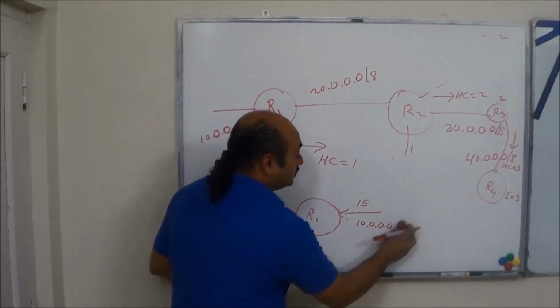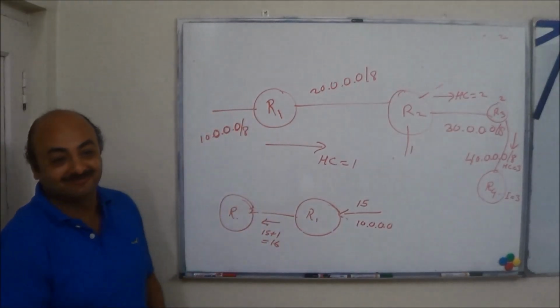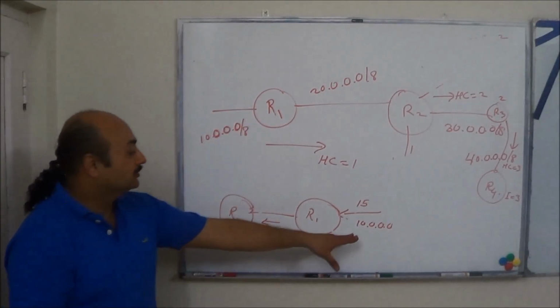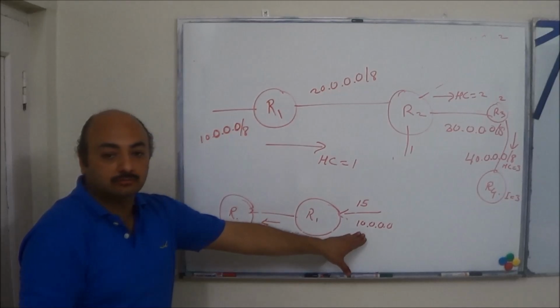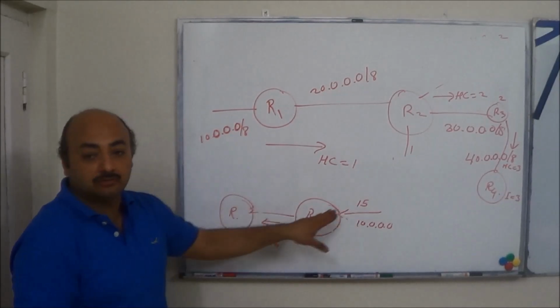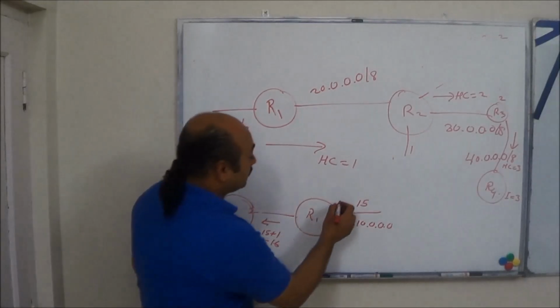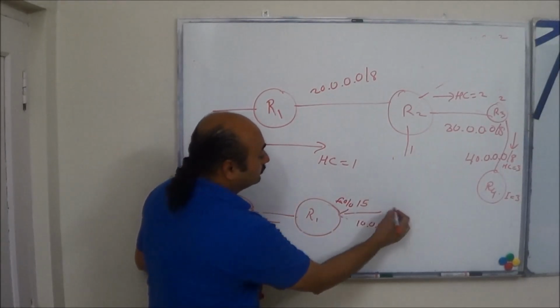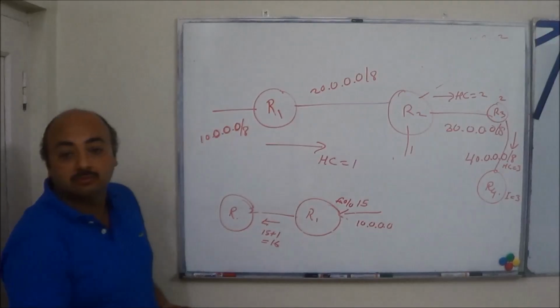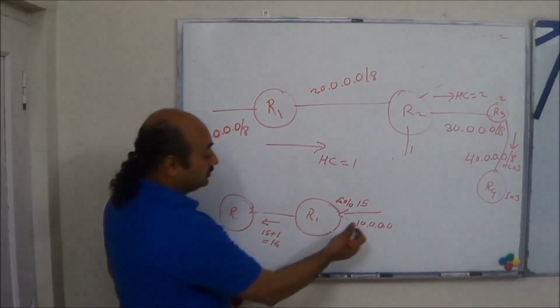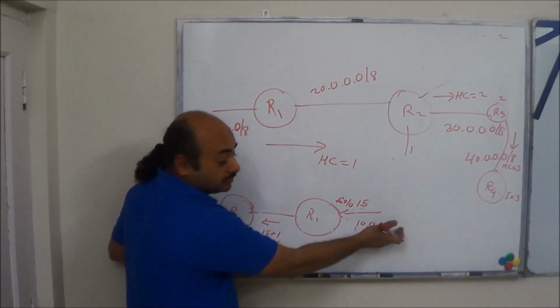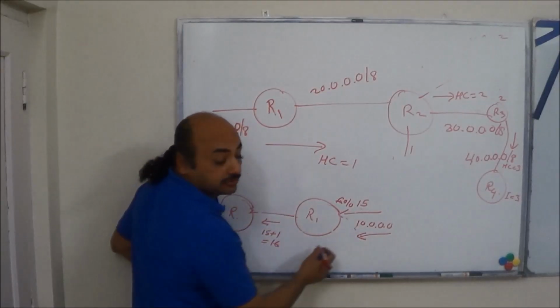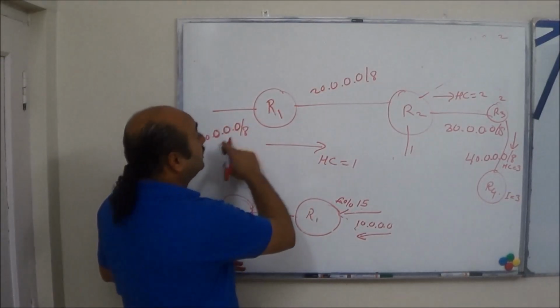Sorry, it does not send a separate mask. So 10.0.0.0 at a hop count of 15 is installed via FA 0/0, or whatever the interface is. This network is not advertised in that direction; this information is received in this direction. Clear? Which network? 10.